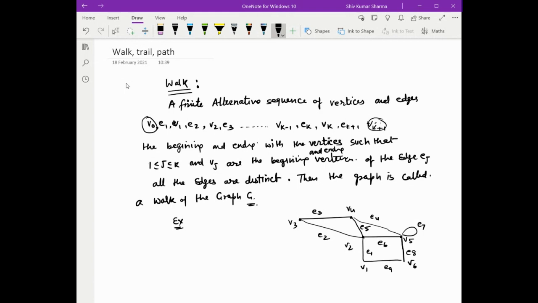When you start visiting from vertex V1, move along E1, then visit V2, then E2, then V3, E3 and V4, E5, you can visit vertex V2 again, and E6, then vertex V5, then E8, then V6, then E9, then V1. So this is the walk.